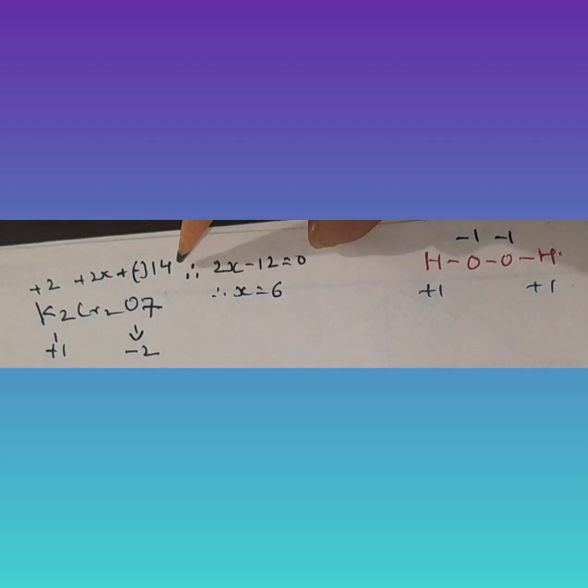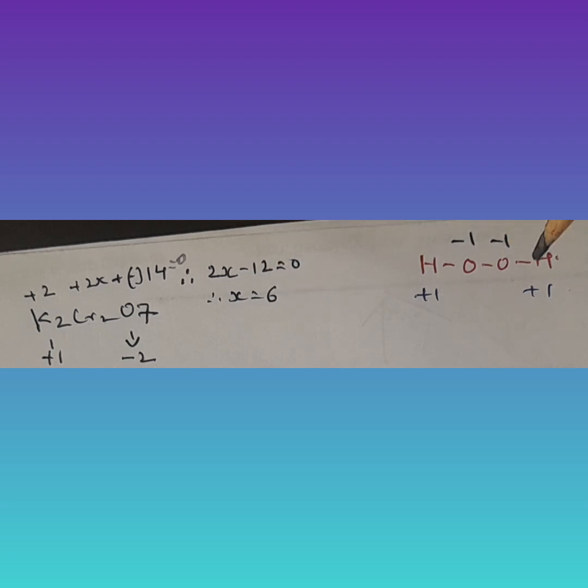So +2 plus 2x plus -14 is equal to 0. This is to be assumed. So when we assume that, this becomes 2x minus 12 is equal to 0, or x is equal to 6, and so the valency of chromium is +6 over here. When 12 goes to this side, it becomes +12, and divided by 2, +6.